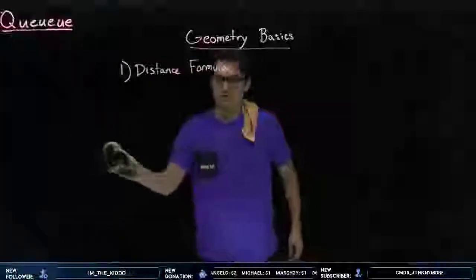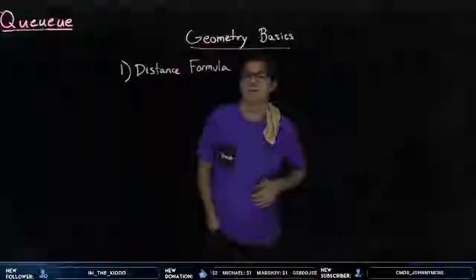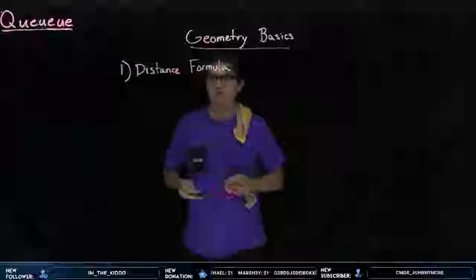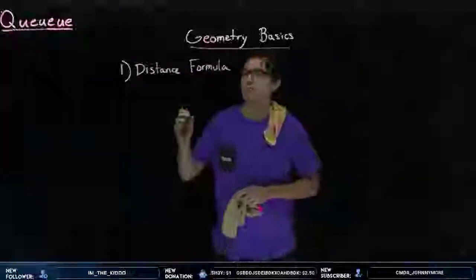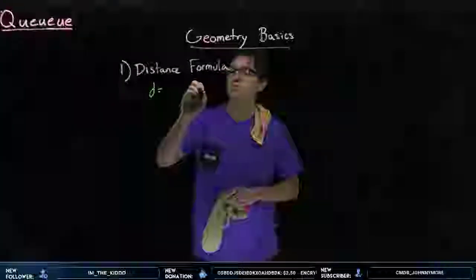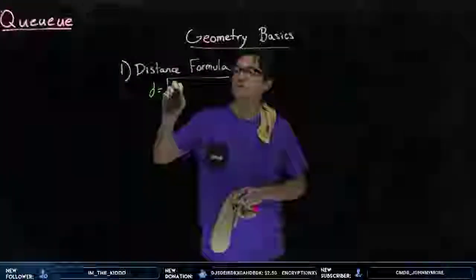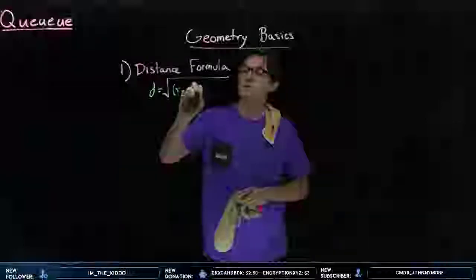Okay. So we're going to write that down. Keep it up here for safekeeping. Keep it secret, keep it safe. D is equal to the square root of x2 minus x1.